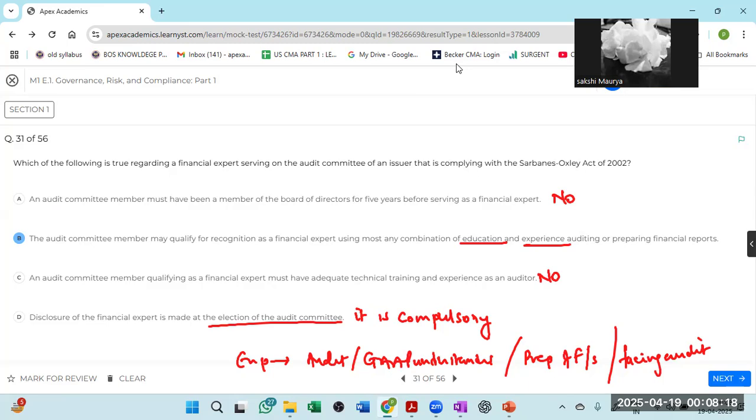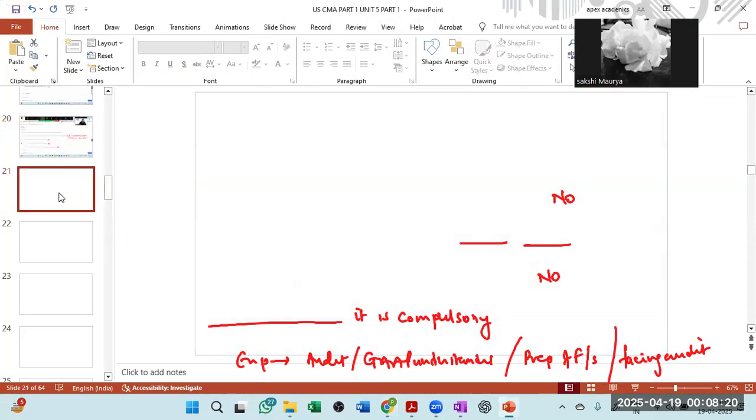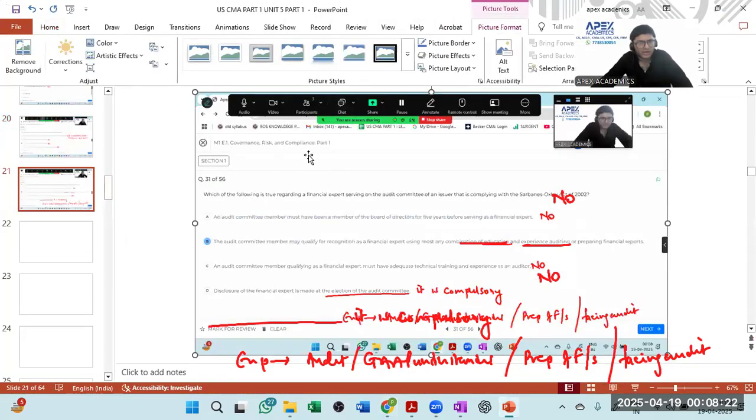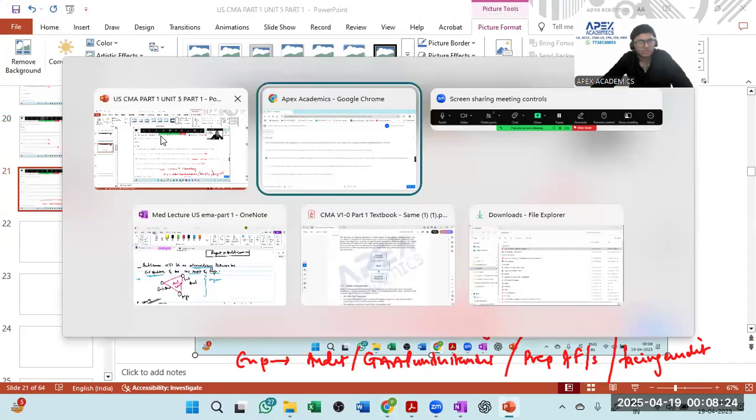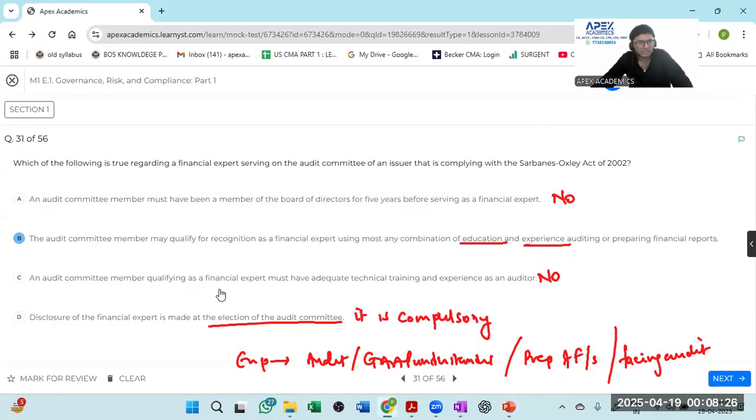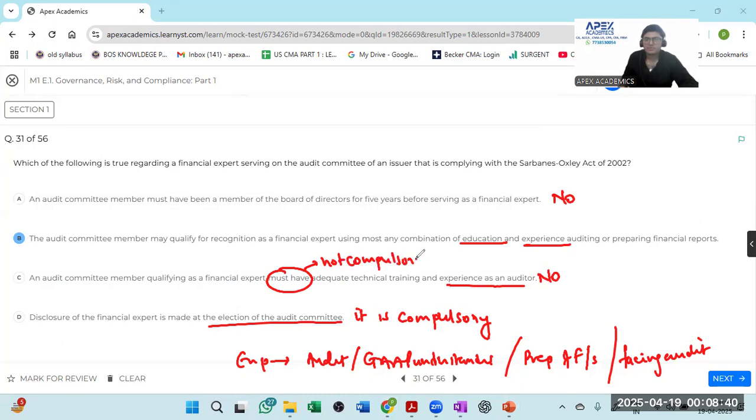Sir, so why not option number C? Let's talk about why not option number C. Let's go back to the question. An audit committee member will qualify as a financial expert and must have experience as an auditor. The word that they have used is must have. This is not compulsory.